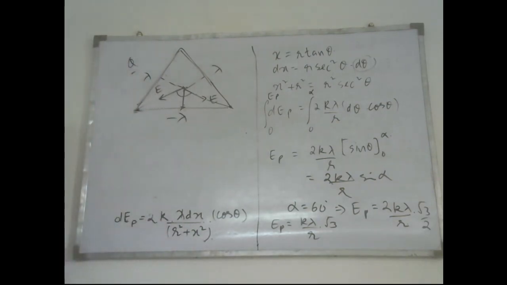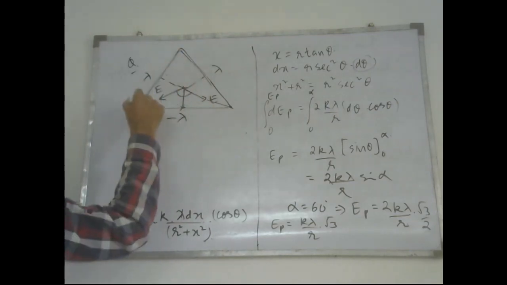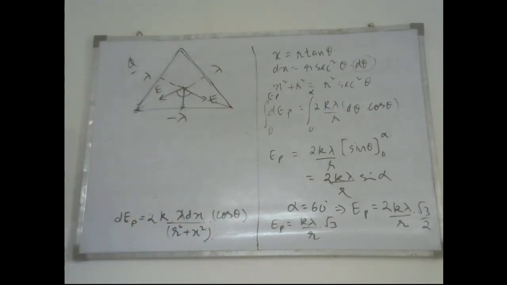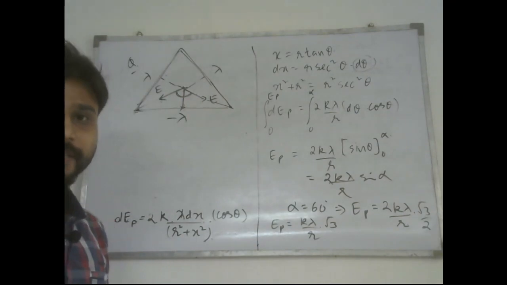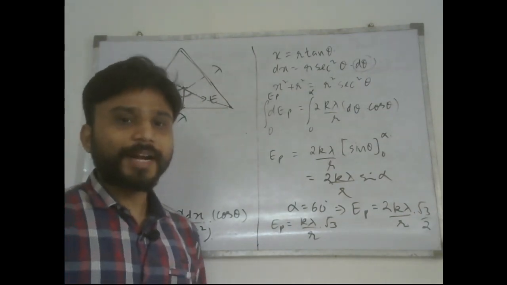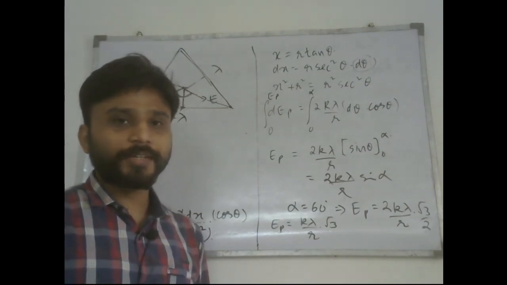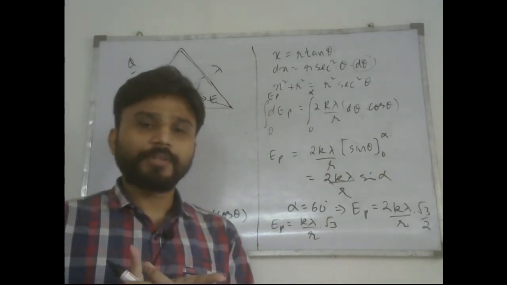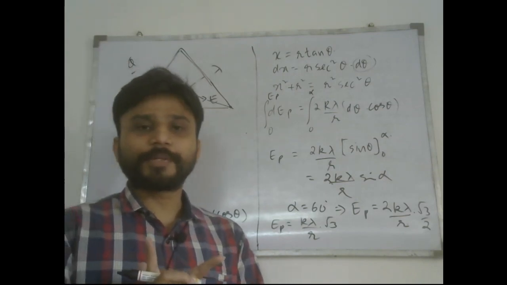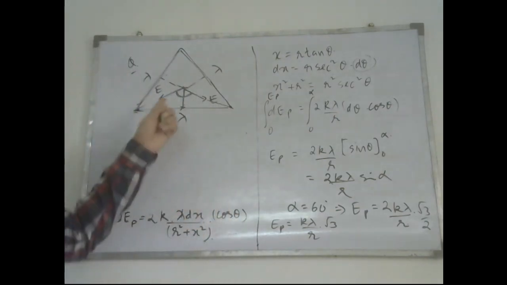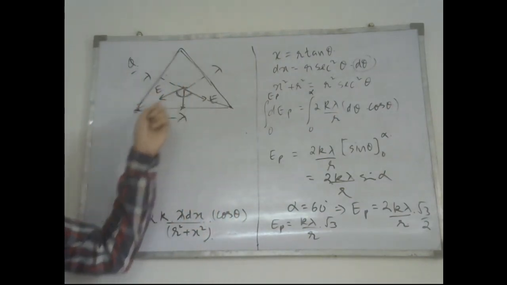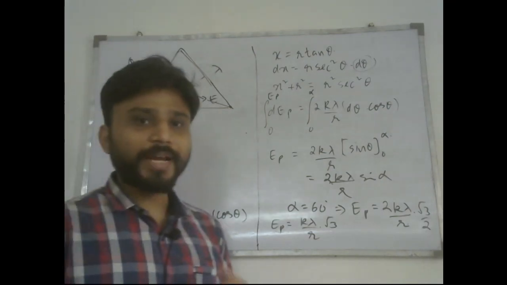So what would be the net electric field due to this rod and this rod? Since the angle between these two electric fields is 120 degrees, upon adding these two electric fields, we will get E only. That is the point we should understand. When two vectors are oriented at an angle of 120 degrees with respect to each other, when we add them, we get the vector itself. In the same way, when we add E here and E here, we get the value E back.